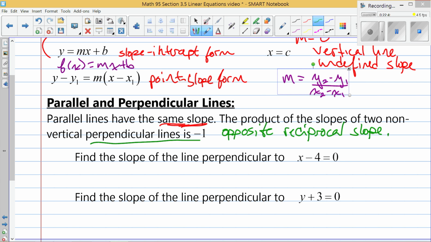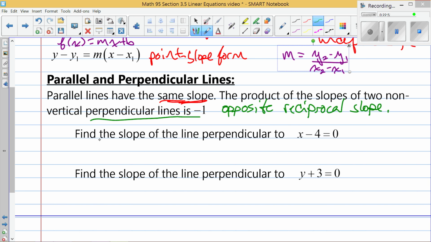I mentioned this briefly a couple slides ago. If I want to find the slope of a line perpendicular to this, I need to figure out what that line is. So I'm going to try to isolate a variable. I get the equation x equals 4. This is a vertical line. So the slope perpendicular to a vertical line means horizontal line, so m would equal 0.